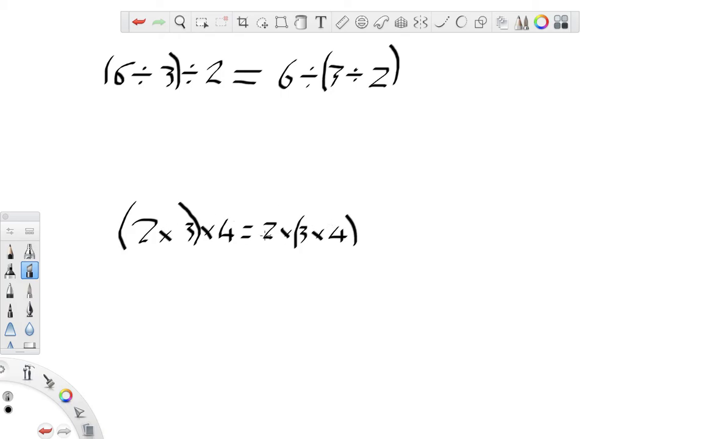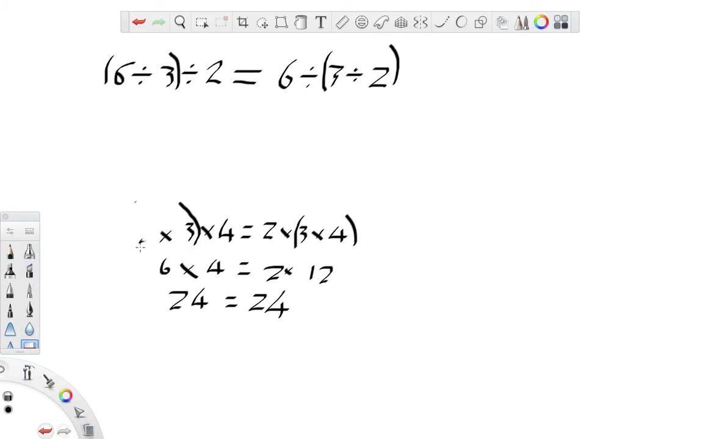So do these things work out as the same thing? Well, let's see. 2 times 3 is 6 times 4. And then for this side, 3 times 4, well, that's 12. So we've got 2 times 12. So 6 times 4, well, that's 24. And 2 times 12 is 24. So that's an example of multiplication and how it's associative. I'll just quickly rub that out.